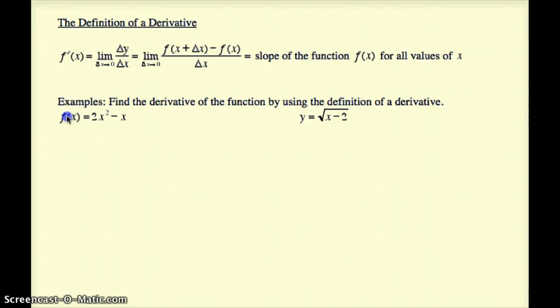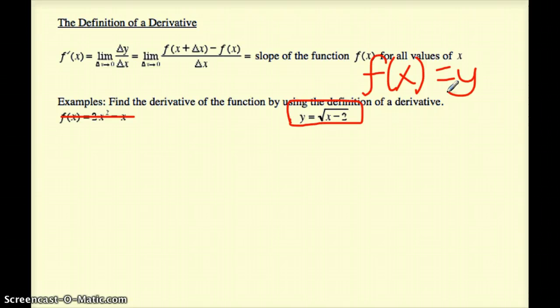Okay, so we've already finished this right here. So we're going to work with this equation right here. Just as a reminder, f of x is actually the same as y. So in this equation, it says y equals radical x minus 2, but I can still use that f of x function notation, so I'm allowed to use the definition of a derivative.